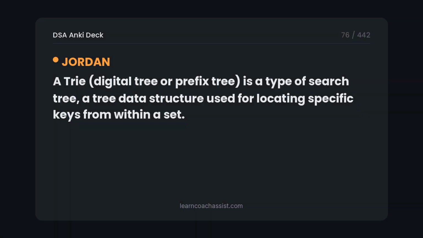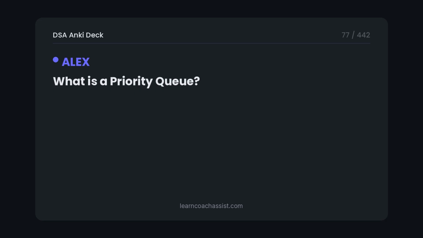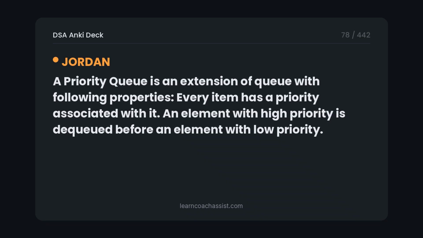What is a trie? A trie, digital tree or prefix tree, is a type of search tree, a tree data structure used for locating specific keys from within a set. What is a priority queue? A priority queue is an extension of queue with the following properties. Every item has a priority associated with it. An element with high priority is dequeued before an element with low priority.